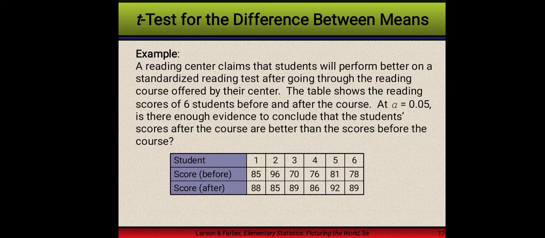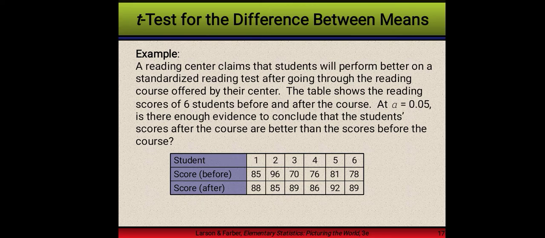Student 1, score before the course is 85 and after is 88, so there is an improvement or an increase of the score. While student 2 before is 96 and it decreases to 85. So a decrease happens, so no improvement. Rather, it lowers its performance.